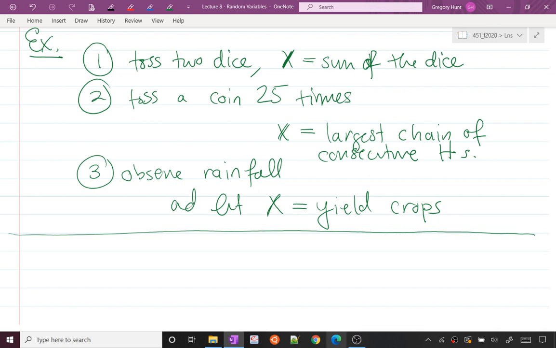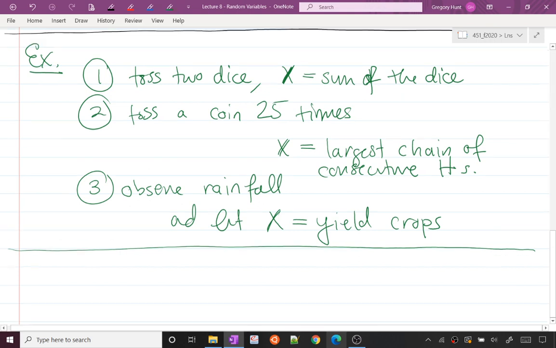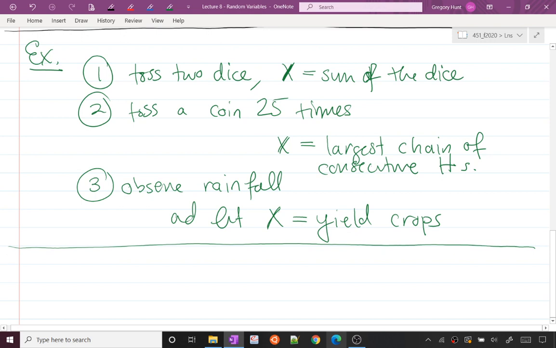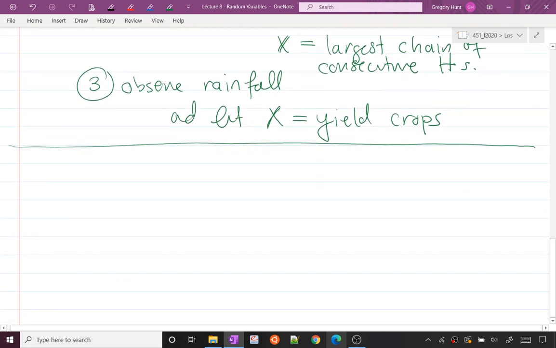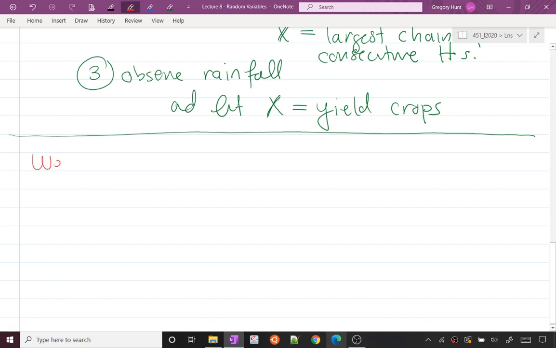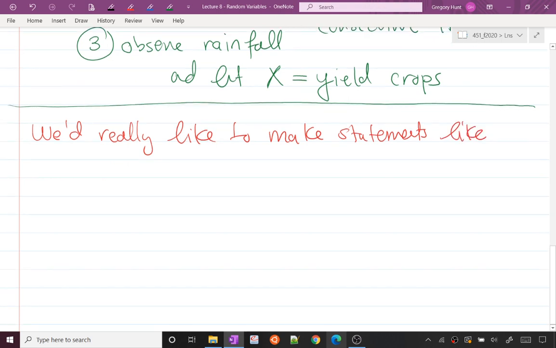The idea with random variables is that we want to build up some kind of algebra so that we can talk about these x's, these random variables, more in the language that we're used to. So we'd really like to make statements like, for example, what is the probability that some random variable x is equal to 1? I'd like to write that.